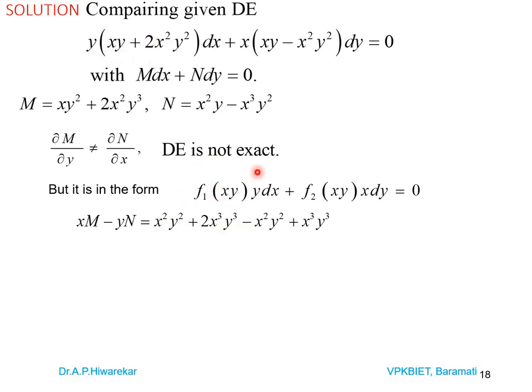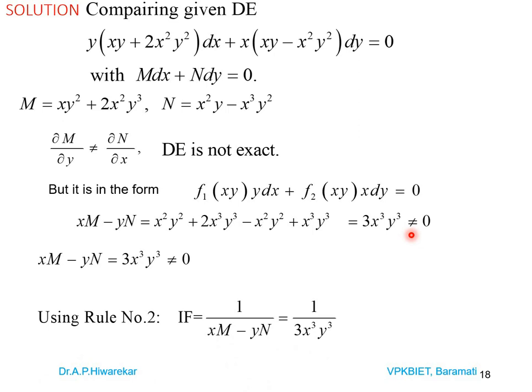plus 2x³y³ minus x²y² plus x³y³. So the x³y³ terms we can add, and the x²y² terms with plus and minus get cancelled. So we have 3 times x³y³. So xM minus yN is 3x³y³, which is not 0.